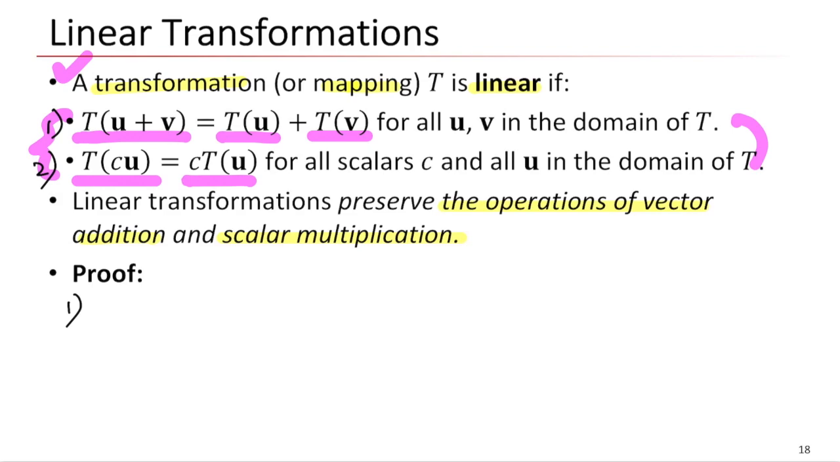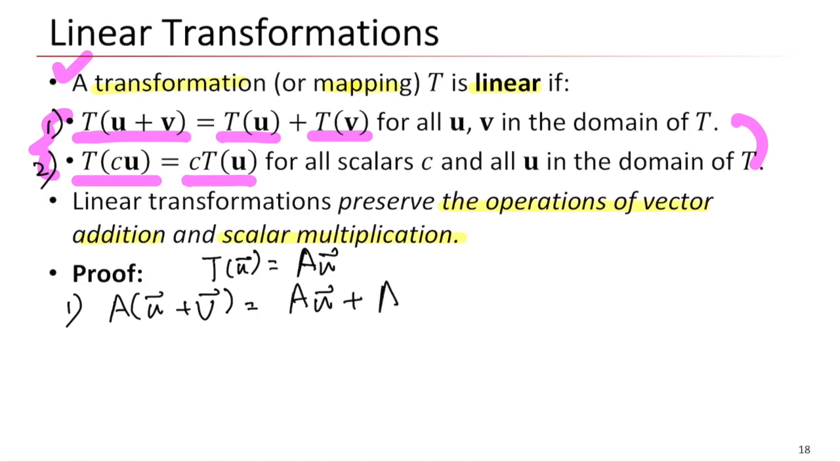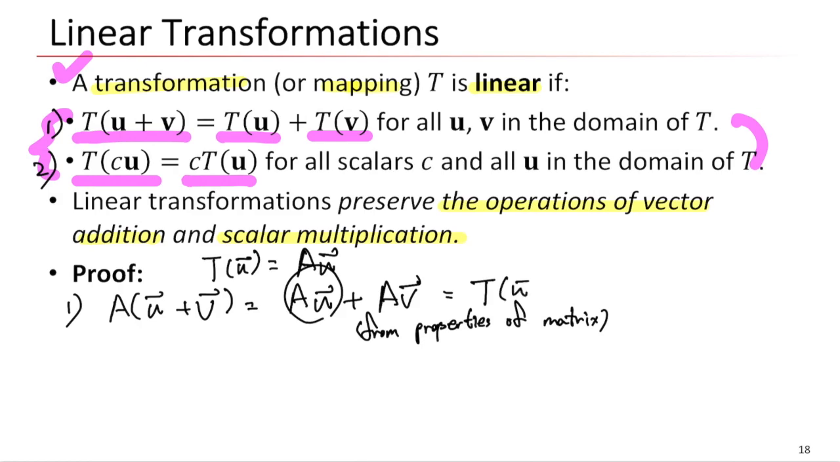How can we prove this? Please remember, T(u) was A u, right? Then, what was the left hand side of the first property? T(u + v). Then we can derive this one from the property of matrix. Then what is that? The transformation of the vector u, and the transformation of the vector v. Because this is the right hand side of this equation, this is the proof of the first property.